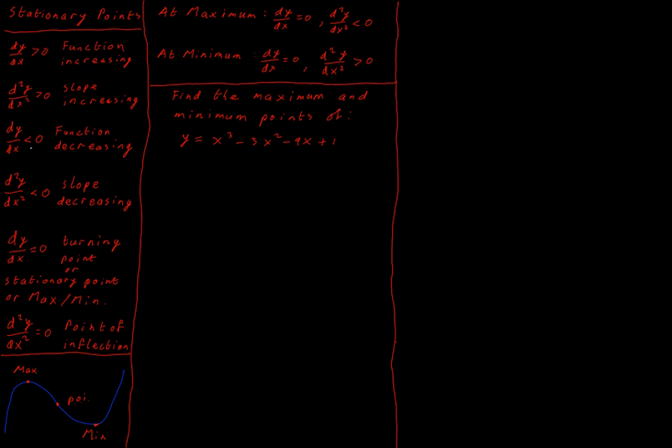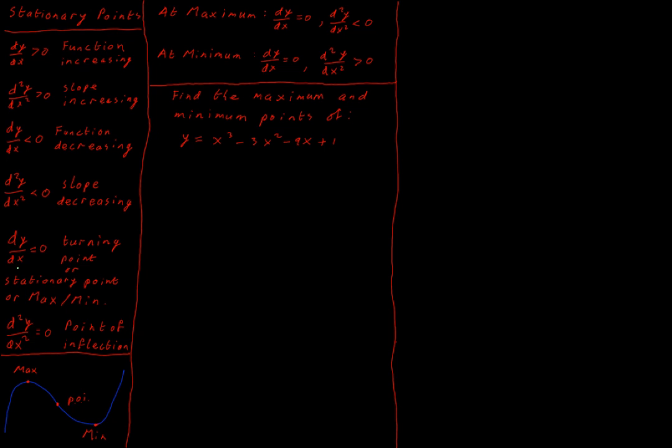If dy dx is less than 0, the function is decreasing. We have a negative slope to our function for those values of x. And if d2y dx squared is negative or less than 0, the slope is becoming more negative or decreasing. That doesn't mean we have a negative slope. It just means that the slope as it's changing is becoming more negative. It's decreasing.